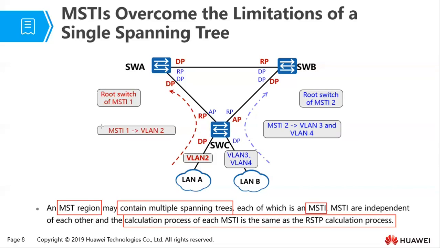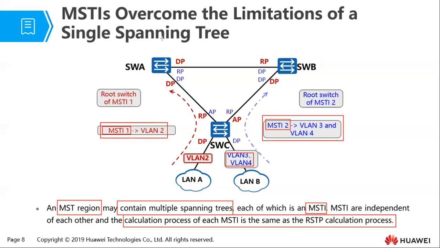If we look at this example here, we have two MSTIs. The first MSTI has an MSTI ID of 1. The second MSTI has an MSTI ID of 2. So we have MSTI 1 and MSTI 2. You can see that they have been color-coded with red and blue respectively. Now, we have 3 VLANs: VLAN 2, VLAN 3, and VLAN 4. As you can see, VLAN 2 has been mapped to MSTI 1. On the other hand, VLAN 3 and VLAN 4 have been mapped to MSTI 2.